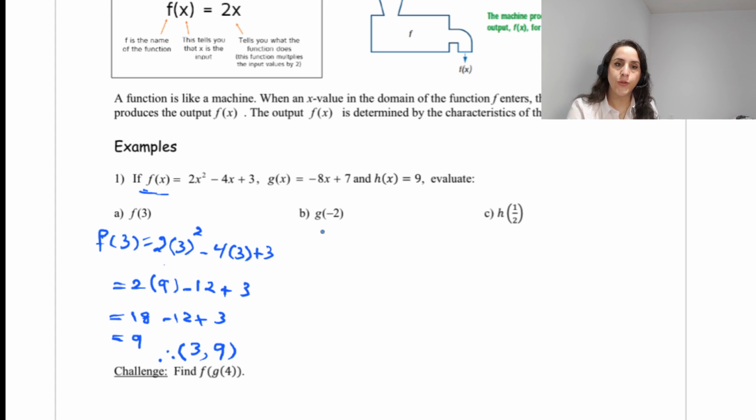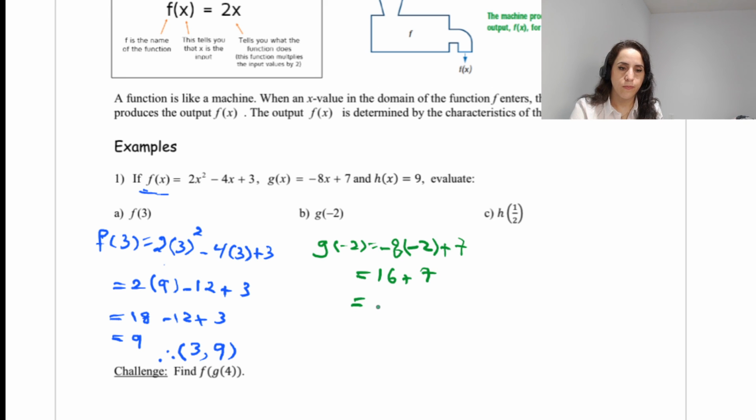Let's see if you can do this question by yourself. G of negative 2. In the same way that I plugged a positive number 3 into f of x, here I want to plug a negative number into g of x. I'm going to use this equation. Input negative 2 has an output of 23.